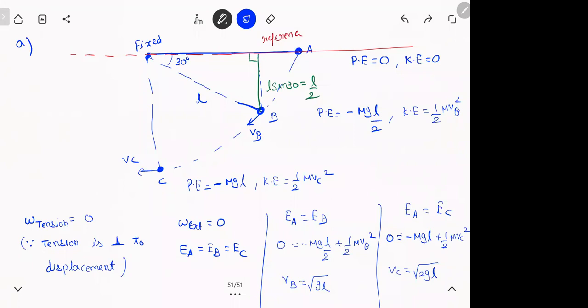Next part, you have to find accelerations and tensions. You try. I'll give you 2-3 minutes. Put this down, but any doubts on this, ask me.